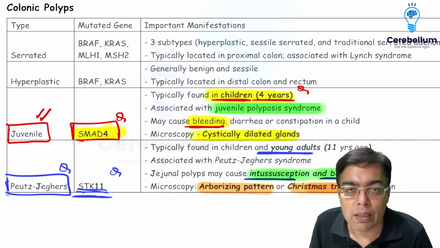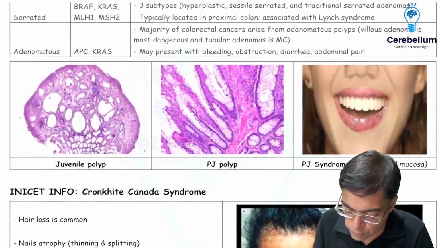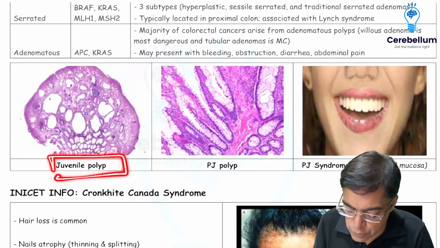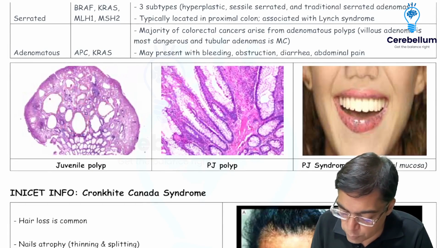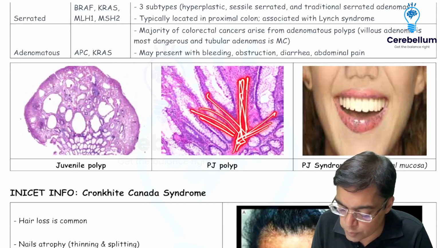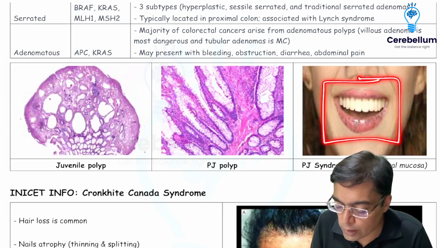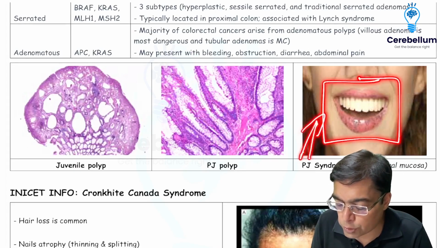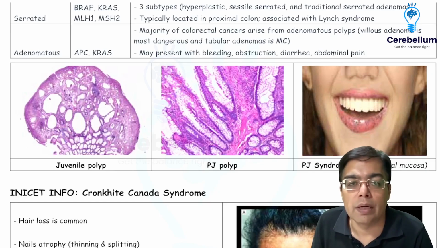Peutz-Jeghers syndrome is associated with a high risk for development of cancers, very strongly associated with pancreatic carcinoma. Let's have a look at the important findings associated with the polyps. Juvenile polyp has mucin-filled glands present in the lamina propria. Peutz-Jeghers polyp has smooth muscles infiltrating, associated with the arborizing pattern. And in Peutz-Jeghers syndrome, you have multiple jejunal polyps and pigmentation of the oral mucosa, including very prominently the lips.